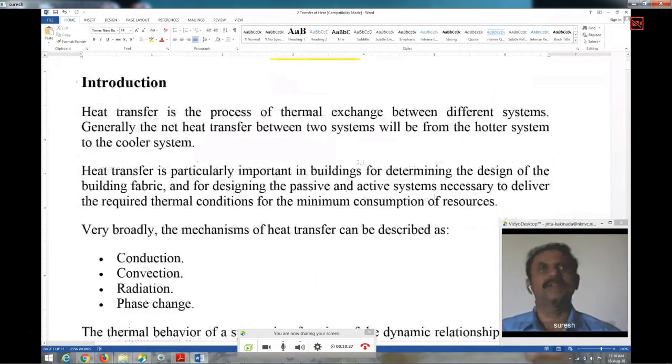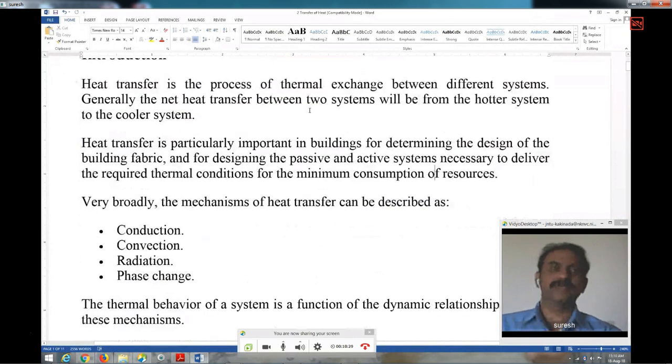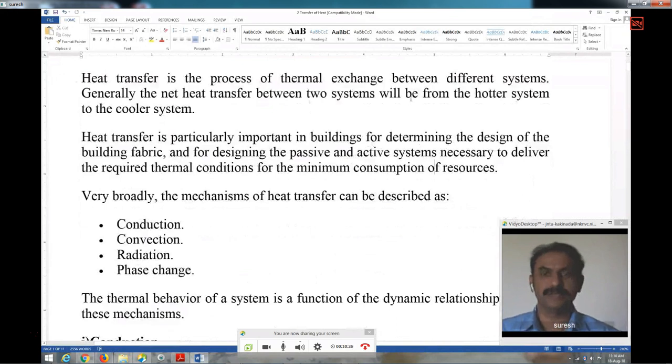Coming to the introduction, heat transfer is the process of thermal exchange between two bodies. We have studied this in our previous classes. Whenever there exists a hot body and a cool body, heat always transfers from the hot body to the cool body. The temperature difference between these two bodies causes the exchange of heat from one area to another. Generally, the net heat transfer is from the hot system to the cooler system.